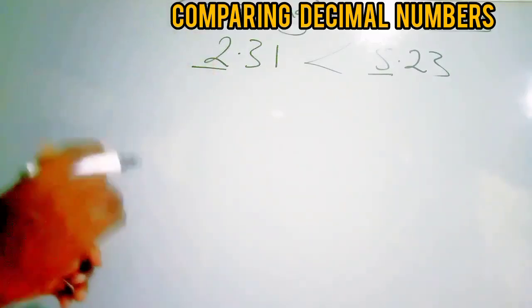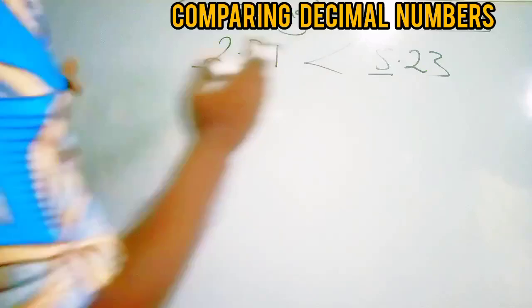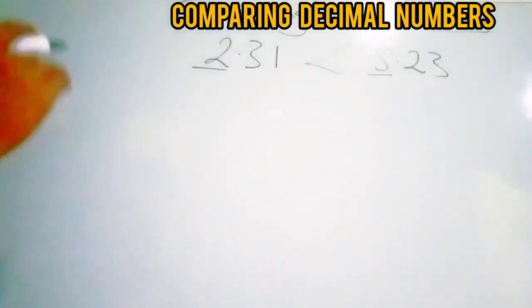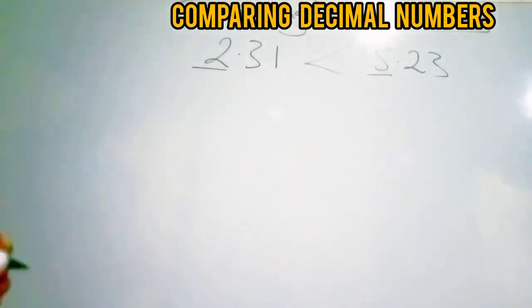So that is one way of comparing the two. You just look at their whole number column to identify the one that is bigger. The bigger whole number is the bigger decimal number. Okay, let's look at another way you can compare them.